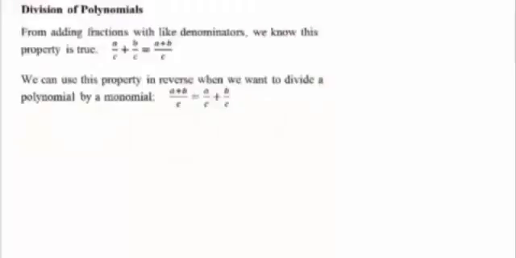Division of polynomials. From adding fractions with like denominators, we know this property is true: A over C plus B over C is equal to A plus B all over C. This demonstrates that we're adding the numerators and keeping the denominator the same. We can use this property in reverse when we want to divide a polynomial by a monomial. In other words, A plus B over C is equal to A over C plus B over C.